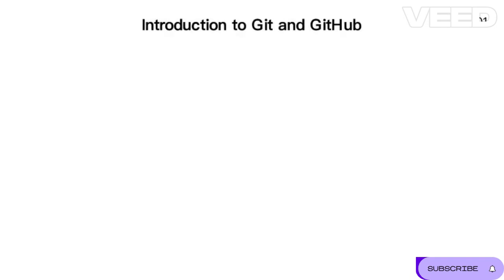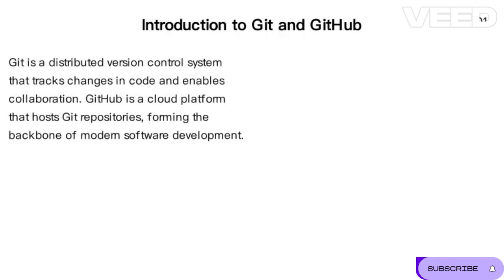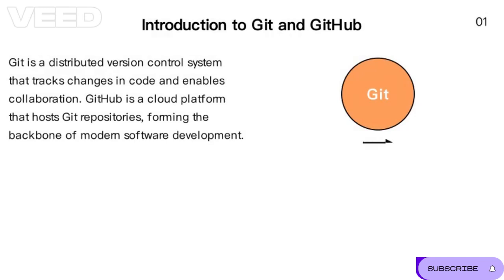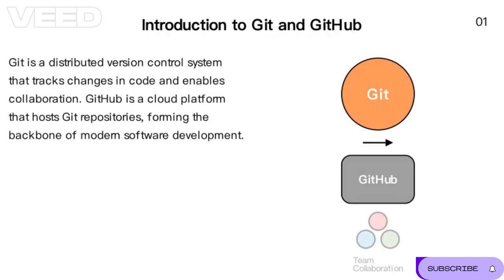Welcome to this comprehensive guide on Git and GitHub. Git is a distributed version control system that tracks changes in your code over time, allowing you to manage different versions and collaborate effectively with others. GitHub is a cloud-based platform that hosts Git repositories, making it easy to share code and work together on projects. Together, they form the essential foundation of modern software development workflows.